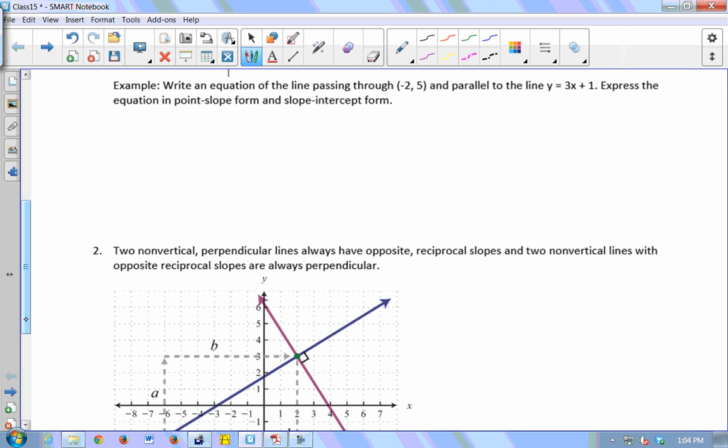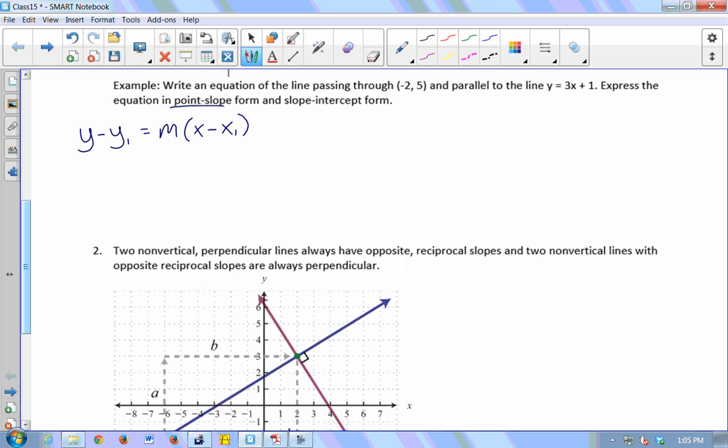So an example where we might use this fact would be to write an equation of the line that goes through the point -2, 5, and is parallel to the line y equals 3x plus 1. So we're going to use point slope form and then put it into slope intercept form. So point slope form is y minus y1 equals m times x minus x1, something we learned last class.